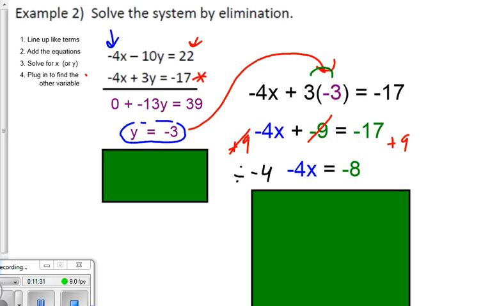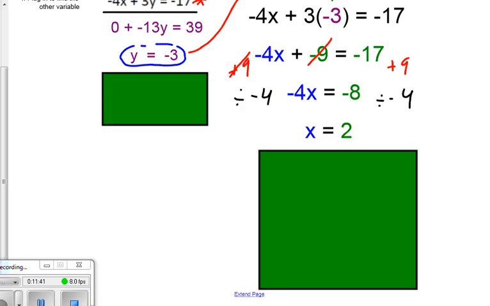I suppose I could write it over here. I'm going to show you again. We're doing it to both sides of our equation. So negative 4x divided by that negative 4 is just going to leave x. Negative 8 divided by negative 4 is going to leave 2. So now we have x equals 2.